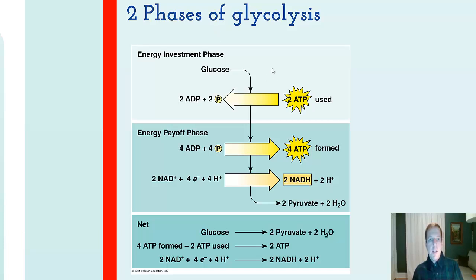Here's another image that illustrates the different phases. The energy investment phase is showing the 2 ATP are being used to help break glucose up initially. But in a second energy payoff phase, we're going to take 4 ADP and 4 phosphates, and those are going to be combined together to make 4 molecules of ATP. So we can say that there's a net production of 2 ATP.